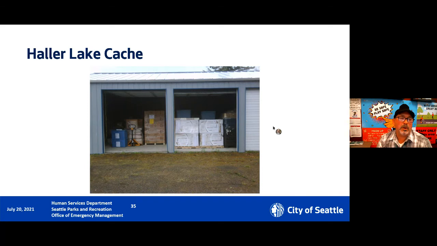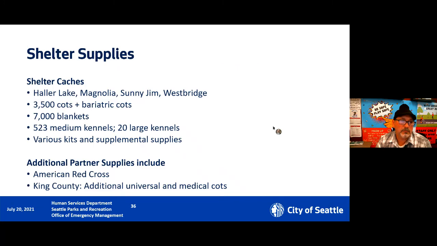So you guys are probably wondering, where did the supplies come from at these shelter sites, and how do we get them so quickly? Well, the city has 4 cache sites located around the city. So this first slide here shows Haller Lake Cache. So this is like a storage shed where we've already preloaded many of our shelter supplies if we had to activate one of our shelters.